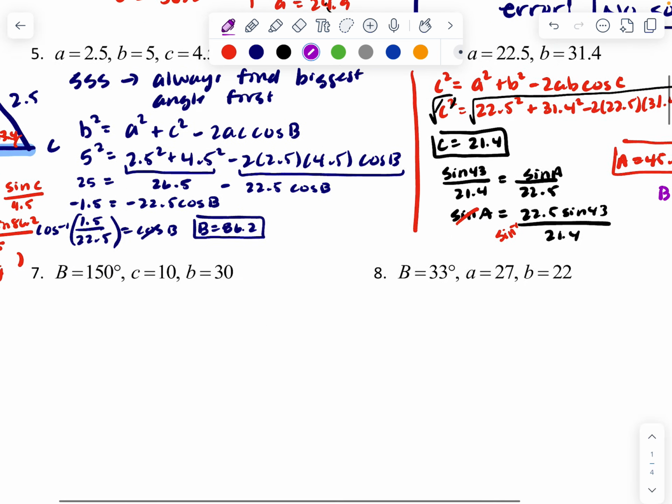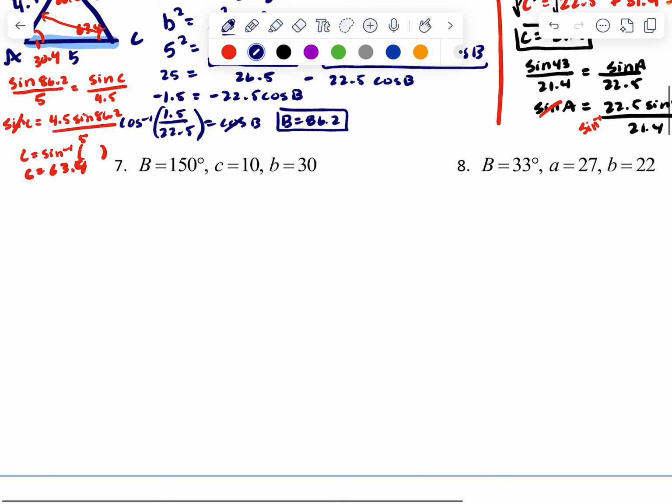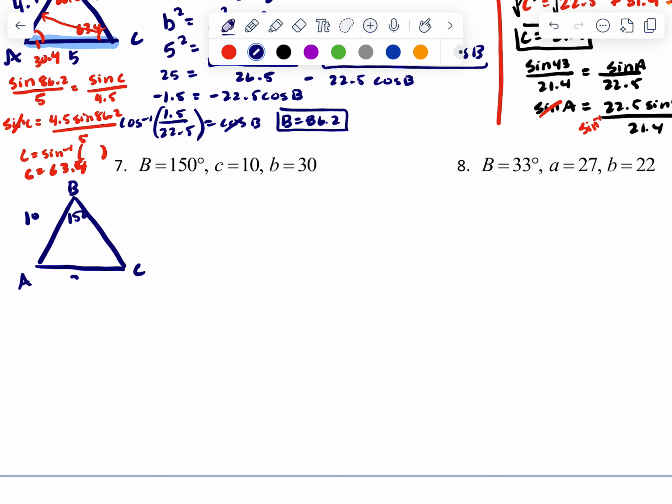All right, let's see if they can give us an easier one here. Okay, what have we got on 7? So again, let's draw out the triangle. I have ABC. I have angle B is 150. I have little c is 10 and little b is 30. Okay, I like this one because this is an angle side side triangle. So again, all you have to do on these is tell me if it has 0, 1, or 2 solutions.